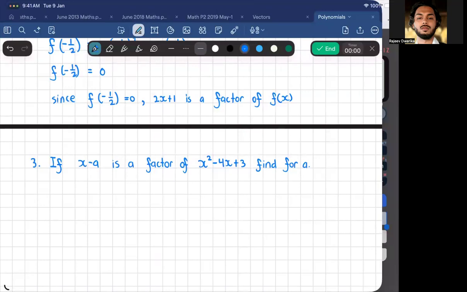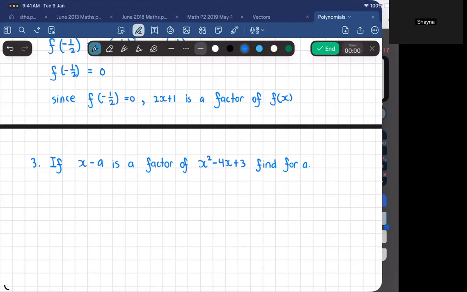Right. So Shayna, what are they telling us in this particular question? That x minus a is a factor of x squared minus 4x plus 3. So if it's a factor, what could we use to go forward? f of x? What about equal to 0? Nothing.